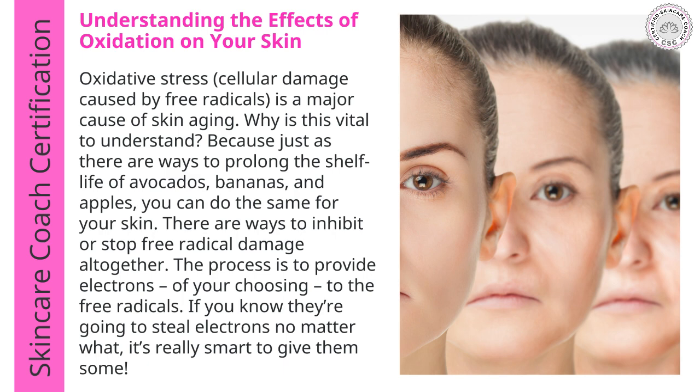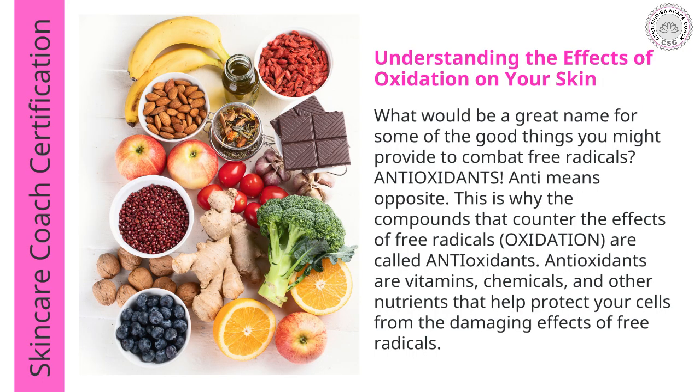To do this, you provide electrons of your choosing to the free radicals. If you know they're going to steal electrons no matter what, it's really smart to give them some, ones that you want them to take. And a great name for some of the good things you might provide to combat free radicals is antioxidants. Anti means opposite. And that's why compounds and ingredients that counter the effects of free radical oxidation are called antioxidants.